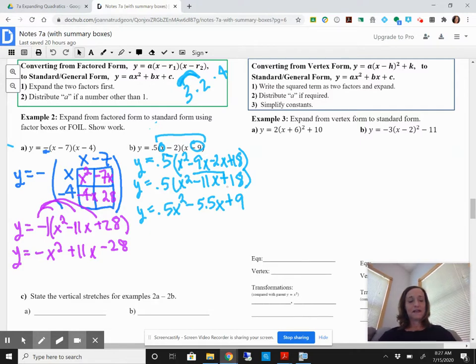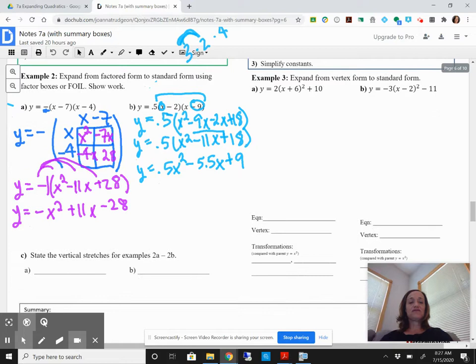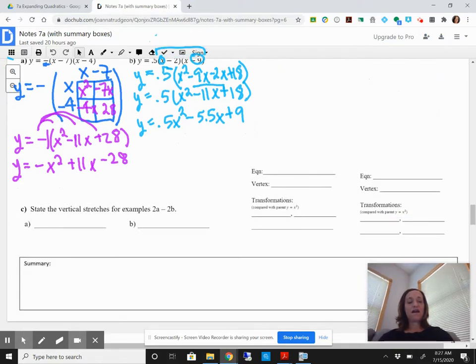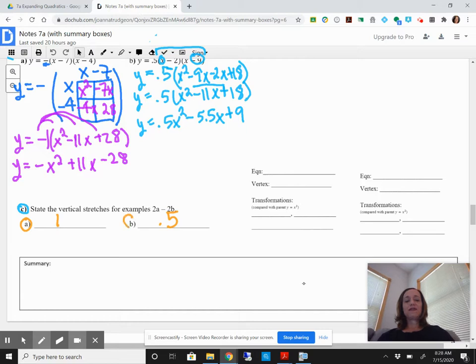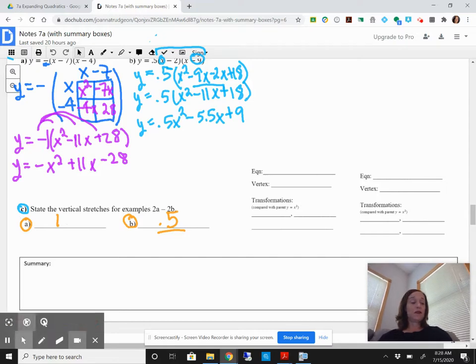All right. Down here, state the vertical stretches for examples 2a and b. This is something I think you can do on your own. So go ahead and do that. So the vertical stretch is the first one. The a value is negative 1, right? Technically, the stretch is 1. I mean, there is no stretch. The negative was a flip over the x-axis, so that's kind of a trick question there. And then for b, it's actually a vertical shrink of 0.5. The a value is 0.5. The first one would be an upside down parabola because of the negative, and b would be a right side up parabola. All right, we're making our way.